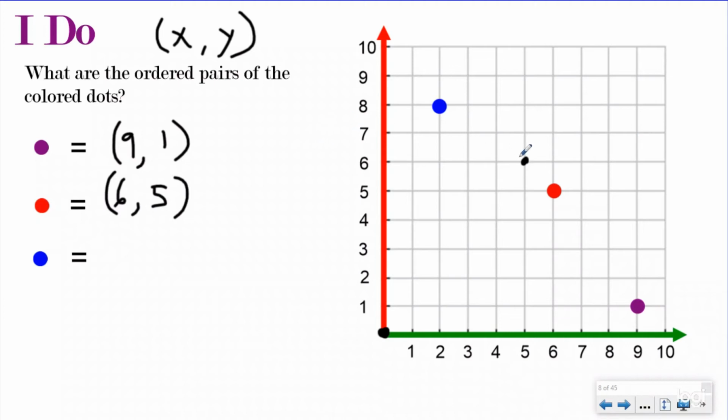Now, I don't want that black mark on there. And let me erase it. Now I want to know the ordered pair for my blue dot. Okay, so again, my X coordinate comes first.